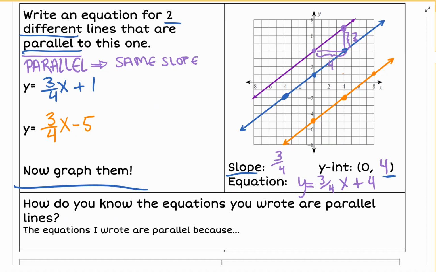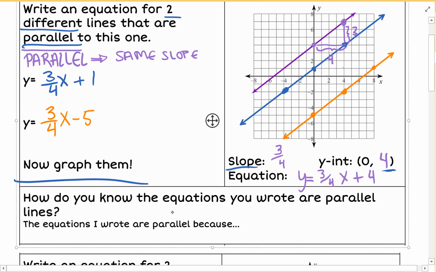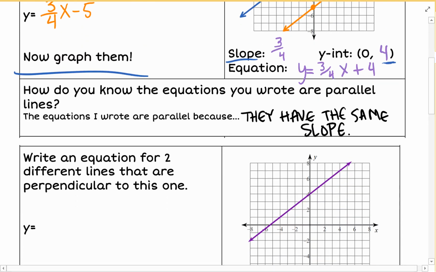It's not enough just to say they look parallel anymore. We have the tools to be able to describe how we know these are truly parallel lines, and it's based on the slopes. So how do you know the equations you wrote are parallel lines? The equations I wrote are parallel because they have the same slope. Parallel lines have the same slope.